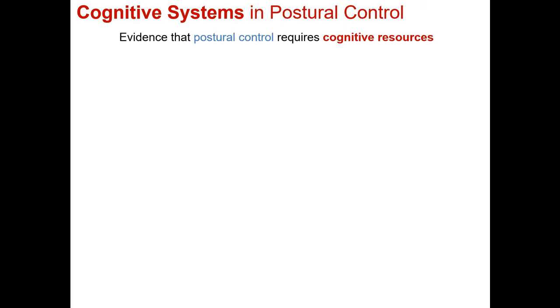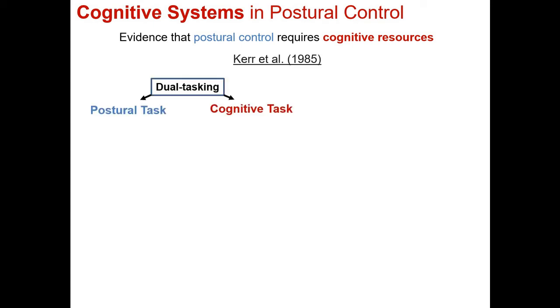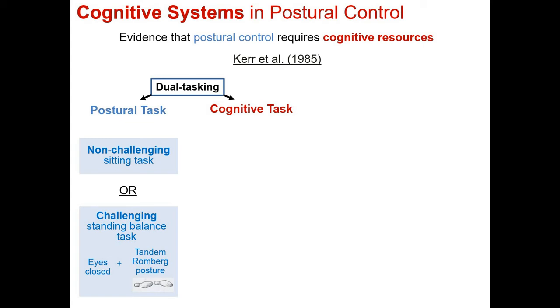Let's look at some of the research that suggests that the task of maintaining an upright stance does require cognitive resources. Kerr investigated a dual tasking situation where participants had to perform a postural task and a cognitive task at the same time. Participants either performed the non-challenging balance task of sitting in a chair without falling out of the chair, or the more challenging balance task of standing upright with one foot placed in front of the other with their eyes closed without falling over.